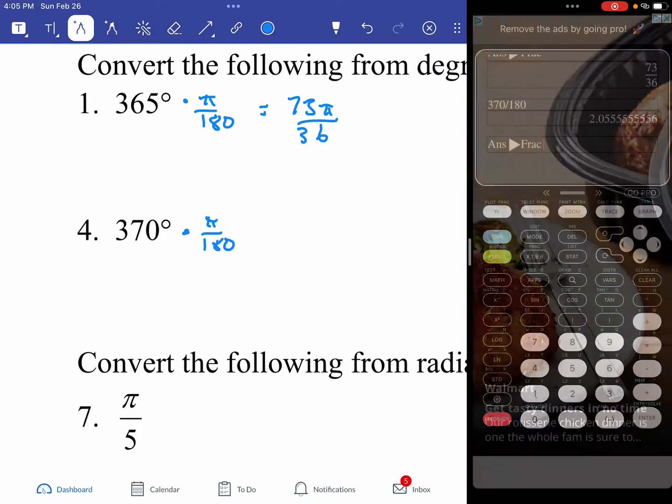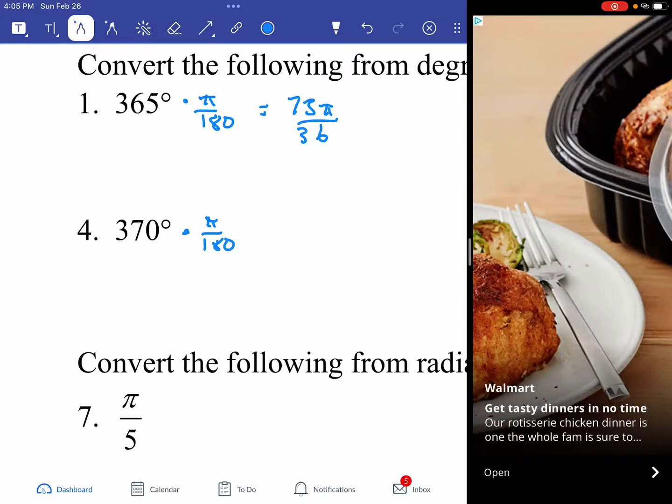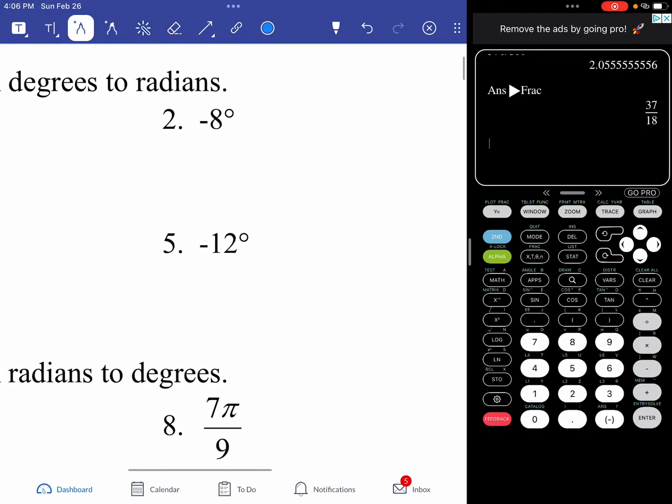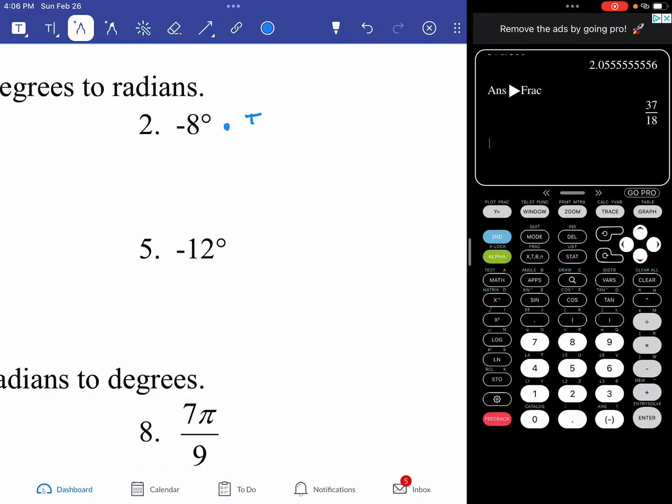We change that decimal to a fraction. And we have 37 pi over 18. All right, the next two. Again, pi over 180. So negative 8 divided by 180. Convert to our fraction. We get negative 2 pi over 45.